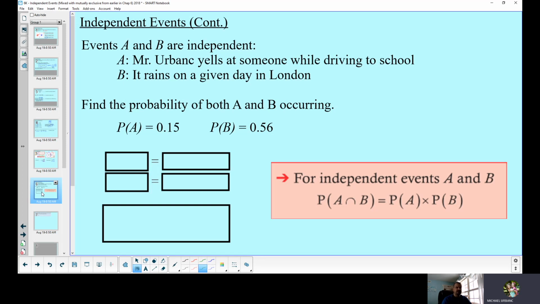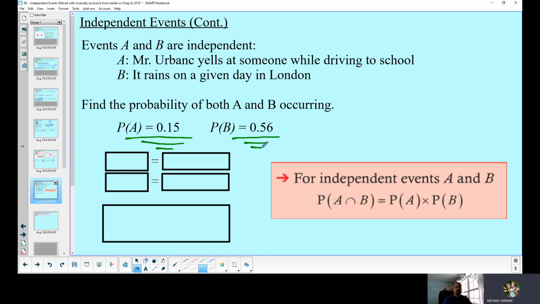This is independent events, so we have 2 events. Event A is Mr. Urbank yells at someone while driving to school, and the probability of that occurring is 0.15. If it's during the winter, it's probably higher because winter drivers annoy me. And event B is it rains on a given day in London. If you guys don't know, it's very, very common for it to rain in England. So the probability on any given day that it rains in London is 0.56.